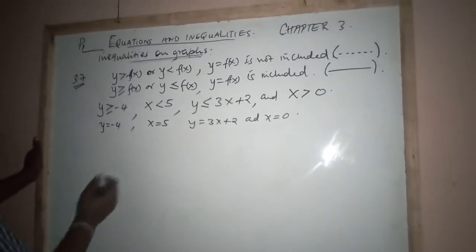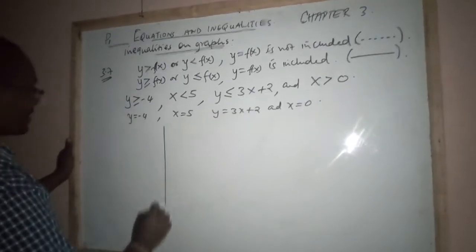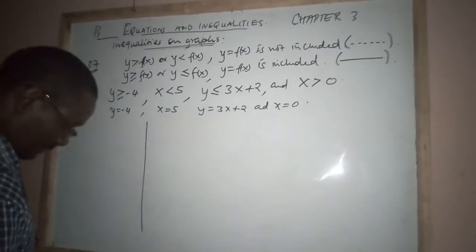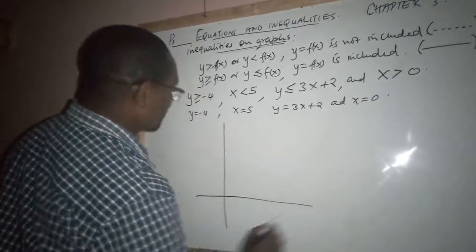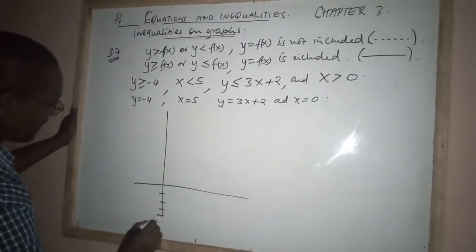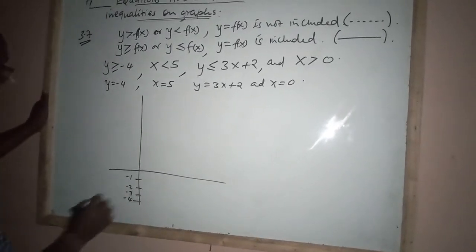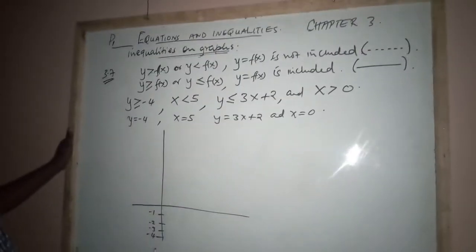So the line y equals -4 is not anything we can struggle to understand. The line y equals -4, we can talk about it here. This is -4. We could have -3, -1. y equals -4.